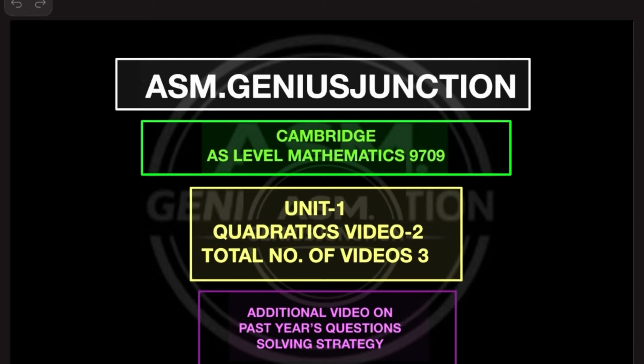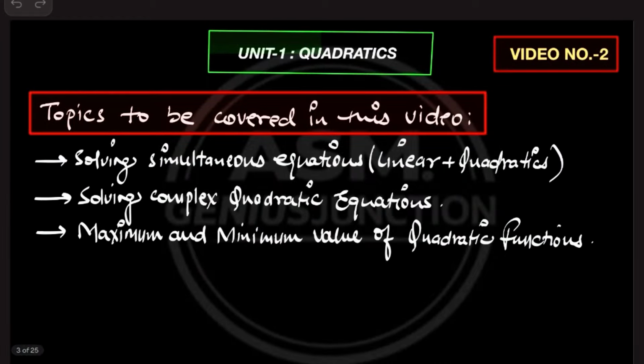In today's video, we are going to cover AS level mathematics 9709, unit 1, quadratics. This is video number 2 on the topic of quadratics. There will be a total of 3 videos on this topic. I suggest you all watch video number 1 for effective learning in video number 2. So let's start with the contents to be covered in video number 2.